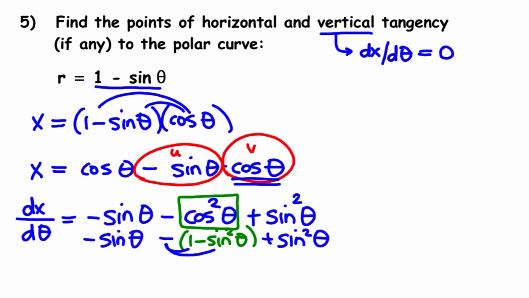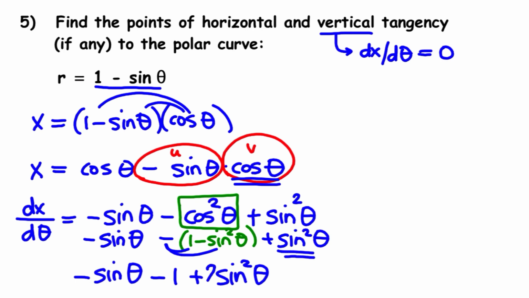That's going to get distributed through. So you're going to have negative sine theta minus 1 plus sine squared theta plus this other sine squared theta. So I'm just going to slip a 2 in and make it 2 sine squared theta. And again, just like before, we want that to be equal to 0. So I make that equal to 0. I'm running out of room and I still have to factor, so let me come up here and rewrite it. And as I rewrite it, I'm going to write it in purple in descending order.